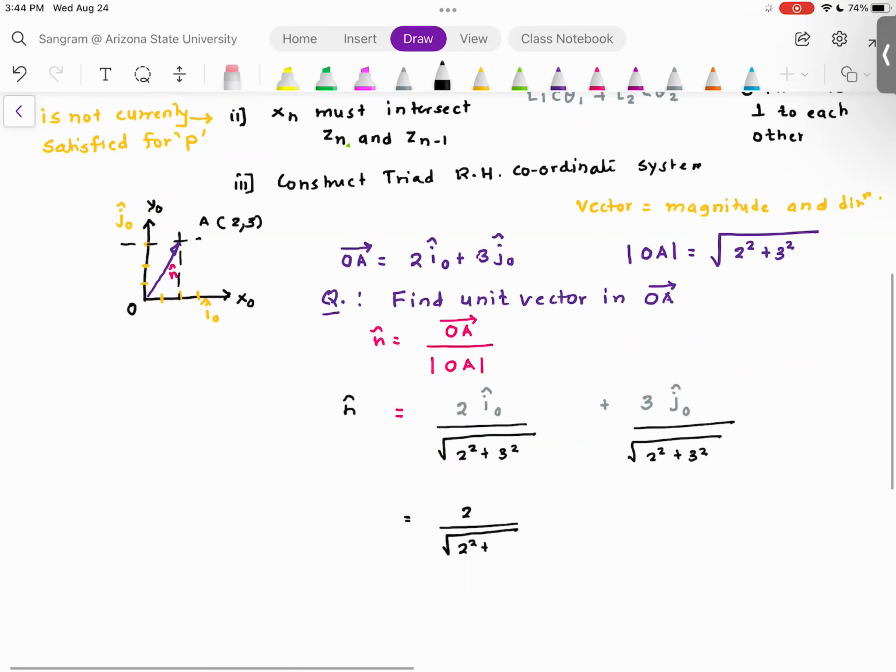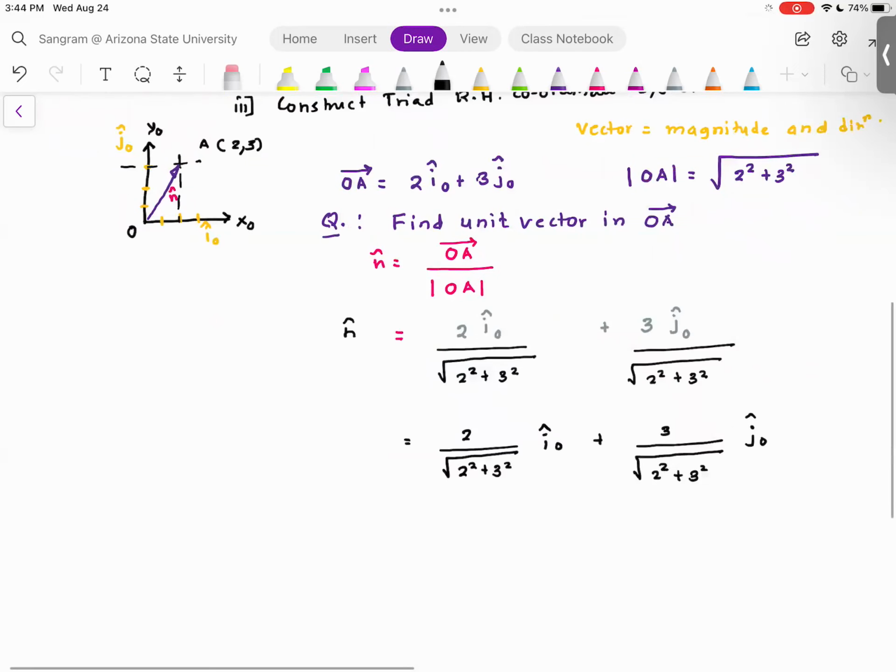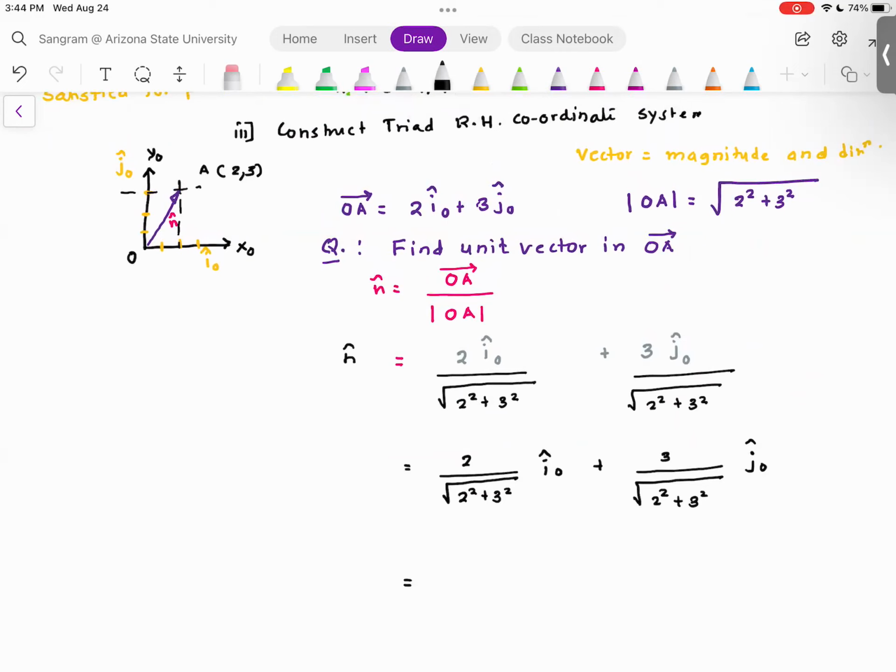2 square plus 3 square I naught plus 3 divided by 2 square plus 3 square J naught. Now you say, what is that? Simple math, right? But now I want you to look at the same equation from a slightly different perspective.